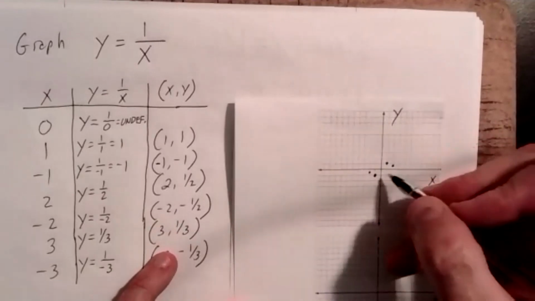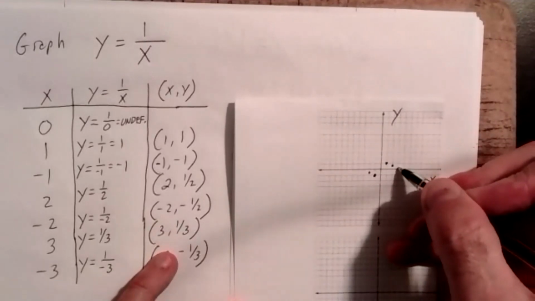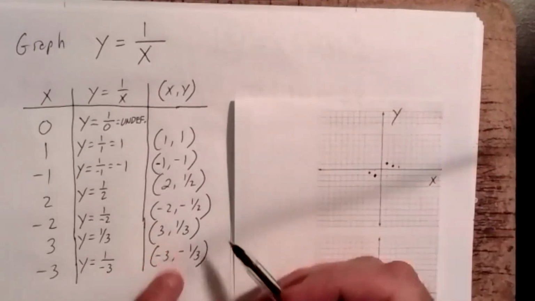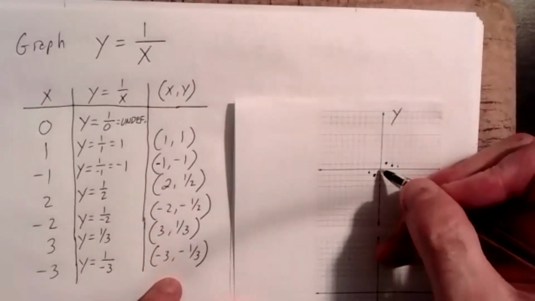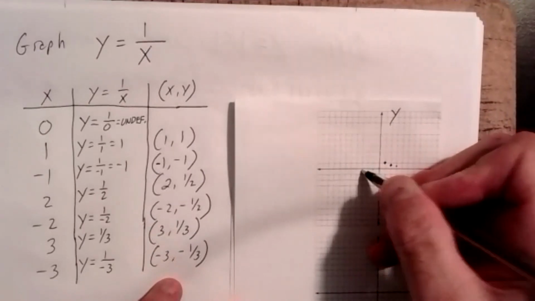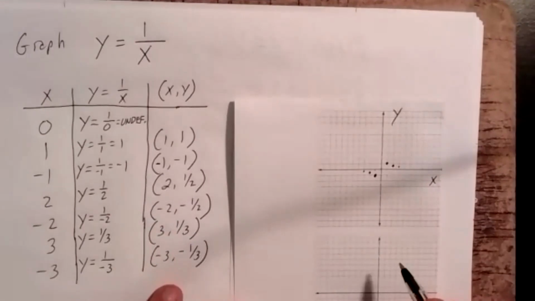Plotting 3, 1/3, start at the origin, go 3 to the right and only up 1/3, just a smidget above the x-axis. -3, -1/3, start at the origin, go 3 to the left and then down only 1/3, just a smidget below the x-axis. Okay.